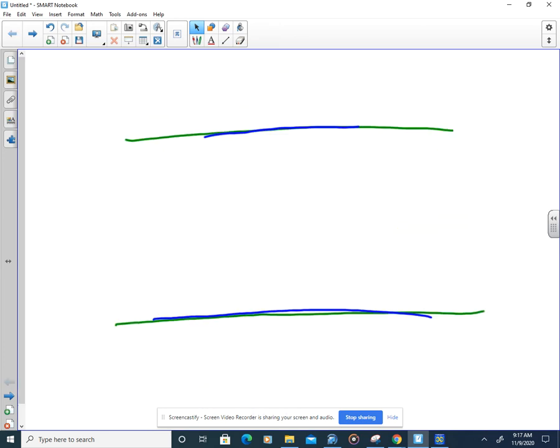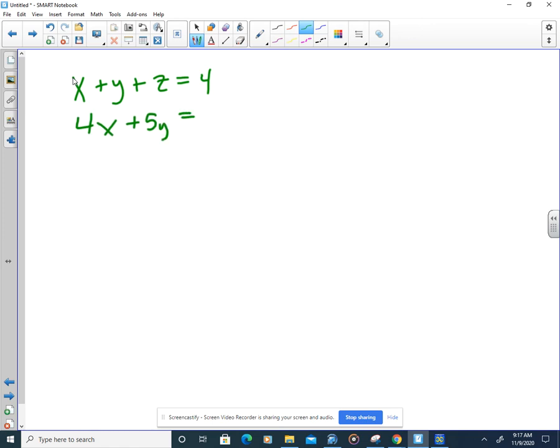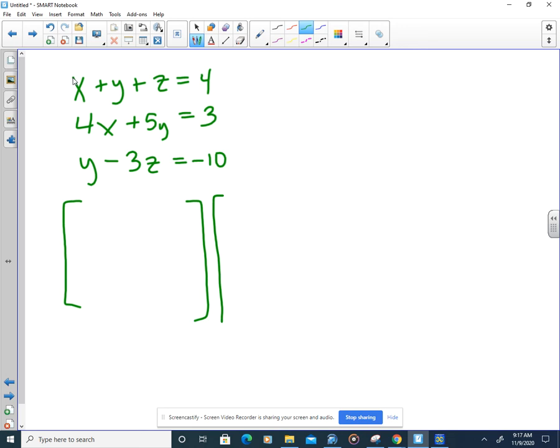All right, so I want to solve the following system. x plus y plus z equals 4. 4x plus 5y equals 3. And then y minus 3z equals negative 10. So if we do it like we did the first example, our first step will be to write it as a matrix equation.